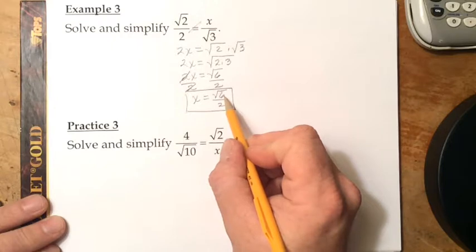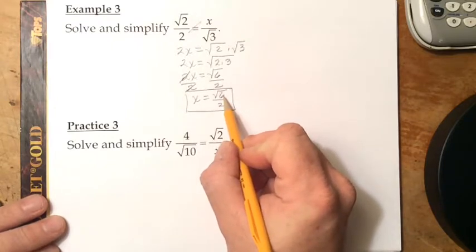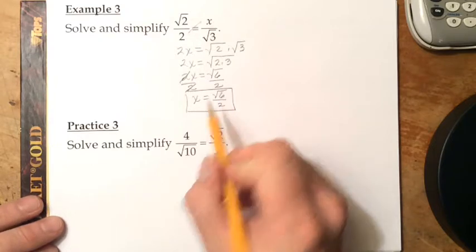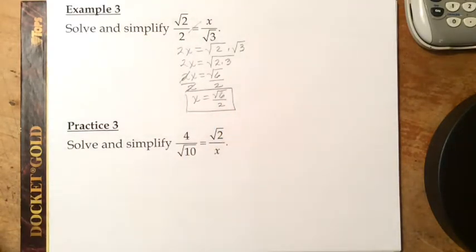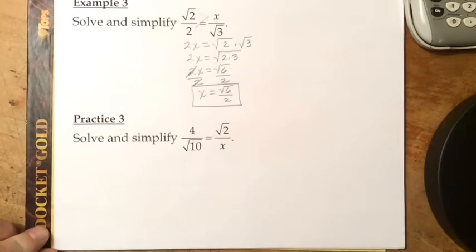So far they have not simplified. The square root of 6 does not simplify. 6 is not a perfect square, and it doesn't have any perfect square factors. Now you try practice 3. Solve and simplify the proportion 4 is to root 10 as root 2 is to x. Be careful. Pause the video. When you're ready, turn it back on.